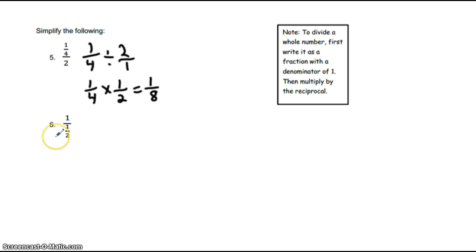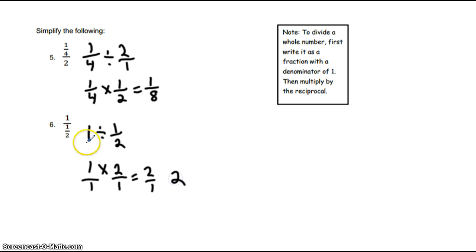Let's take a look at this example here. 1 divided by 1/2. We're going to multiply by the reciprocal, 2 over 1, and we'll just make this 1 over 1, and then that would equal 2 over 1, or 2. Okay, let's try another example.